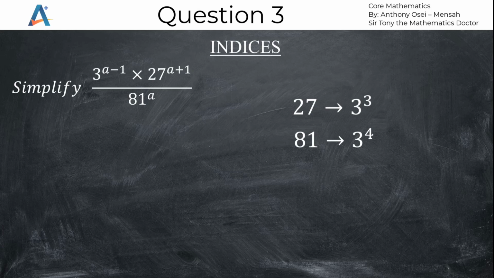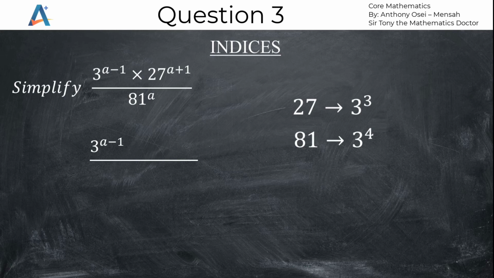Now let's do the substitution. At this point, we will substitute all the bases that we've converted into base 3 with their powers. You come to the next step, where we will draw our division line. Then we concentrate on the bases at the numerator. We have base 3 raised to the power a minus 1. We have maintained base 3 raised to the power a minus 1 because it is already base 3.